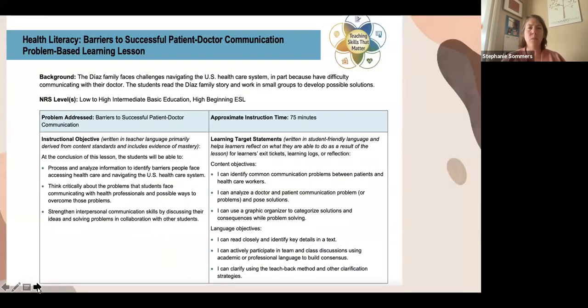So now we'll look at what some of these health lessons look like. This one was designed to support problem-based learning. This is more of an ELL focused lesson. In this lesson, students read about the Diaz family and some of the challenges that they've faced navigating the US healthcare system. A lot of their problems have to do with being able to communicate with their doctor. When students dig into this lesson, they work in groups to identify some of the issues and possible solutions to help the Diaz family achieve a better health outcome, okay?